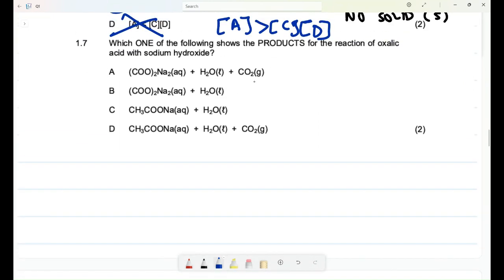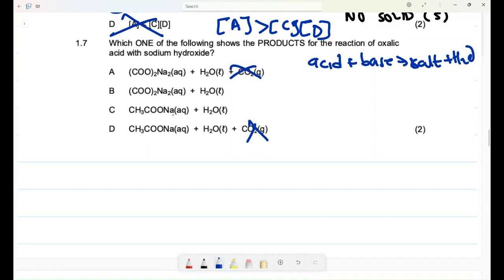Which one of the following shows the product of the reaction between oxalic acid, which is an acid, and sodium hydroxide, which is a base? Now remember, a combination of acid plus base gives salt plus water. So anything that has carbon dioxide is wrong. But now the question is between B and C, which one is the most correct answer?